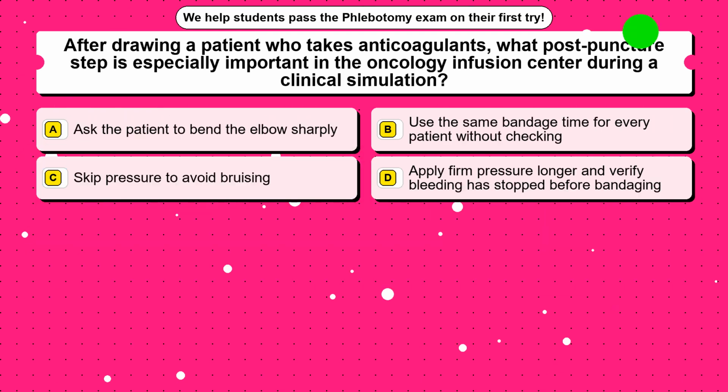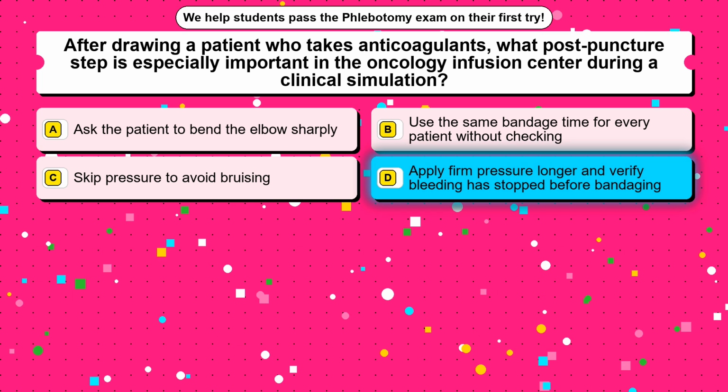Question 32. After drawing a patient who takes anticoagulants, what post-puncture step is especially important in the oncology infusion center during a clinical simulation? Option A. Ask the patient to bend the elbow sharply. Option B. Use the same bandage time for every patient without checking. Option C. Skip pressure to avoid bruising. Option D. Apply firm pressure longer and verify bleeding has stopped before bandaging.